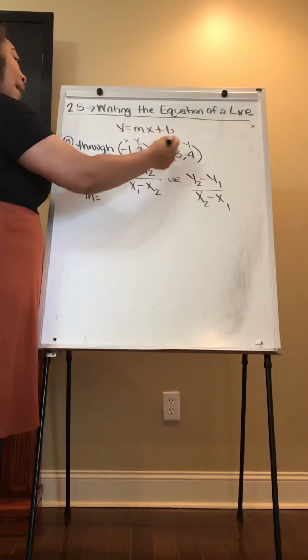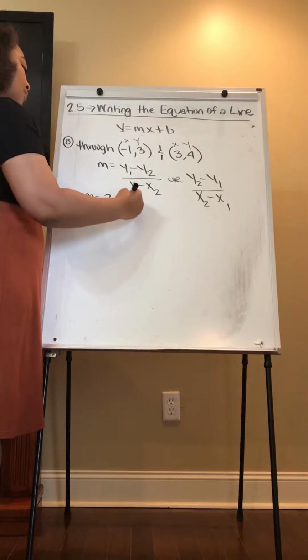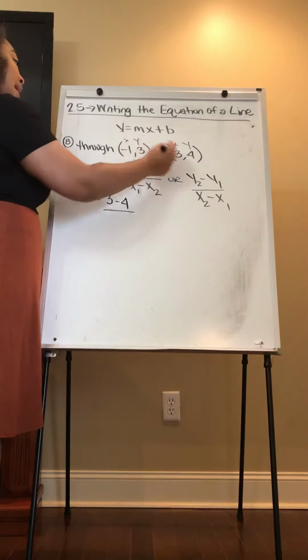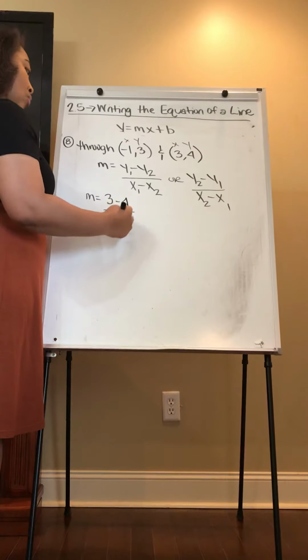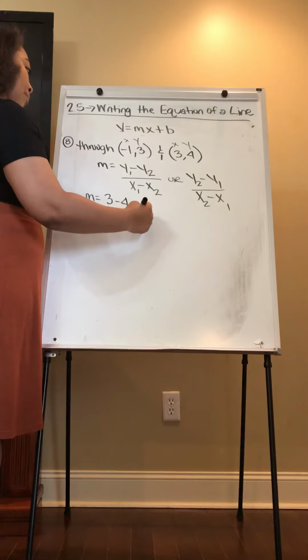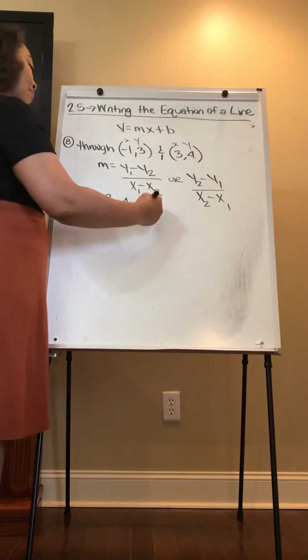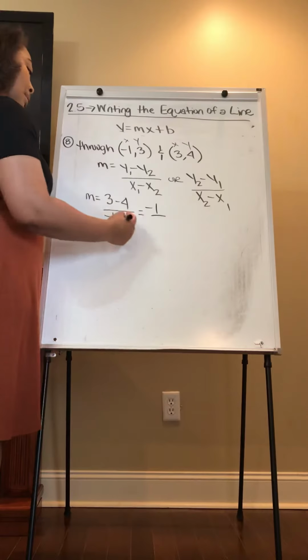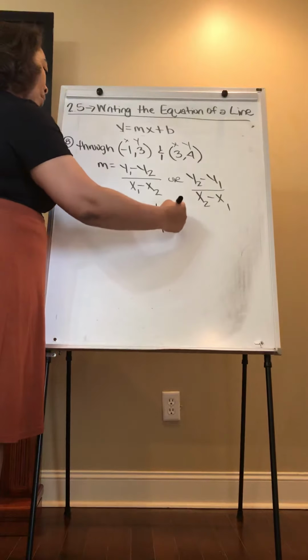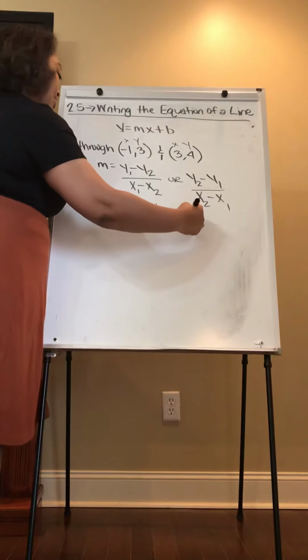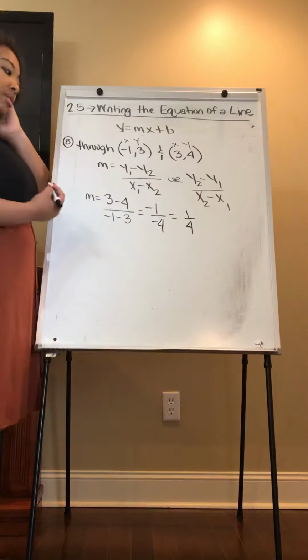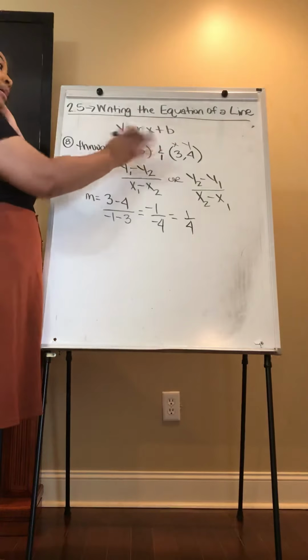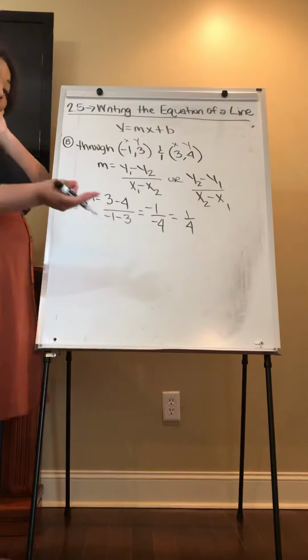So my y numbers would be 3 minus 4 on top. The x numbers would be -1 minus 3 on the bottom. So that will give me a -1 on top and a -4 on bottom. And that will reduce to a +1/4. So the slope between these 2 points is 1/4.